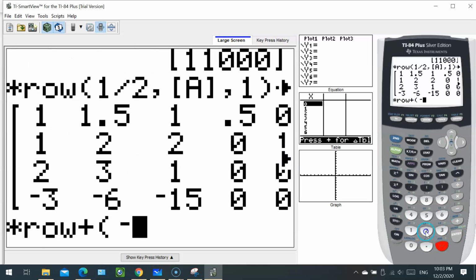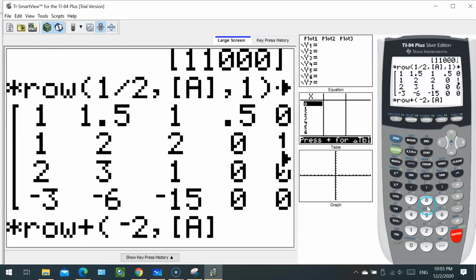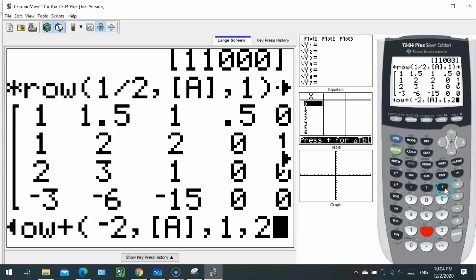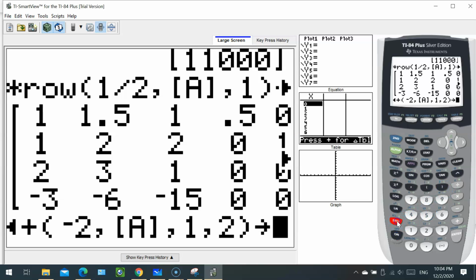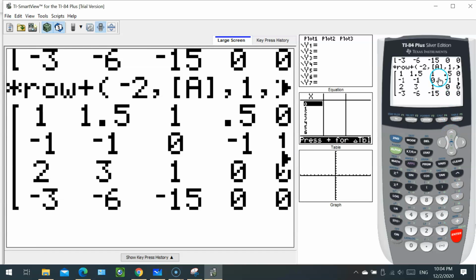Now you type in the -2, comma, matrix A, because we store all the elements under the matrix A, and comma, multiply -2 with the matrix A, the row 1, comma, and then combine with the row 2, close it, STO, store back to the matrix A. So hit the matrix A one more time. And then you'll see the 2 will change to 0.